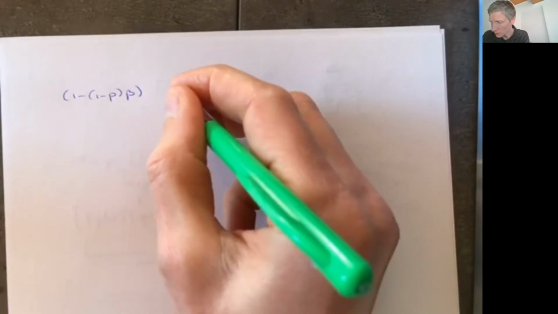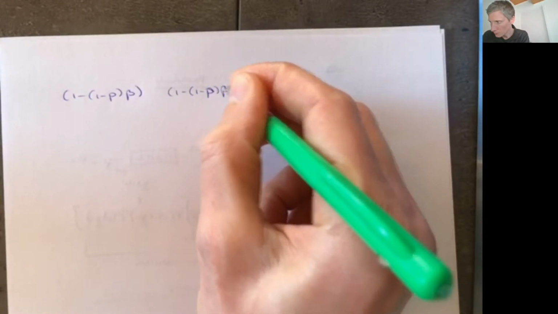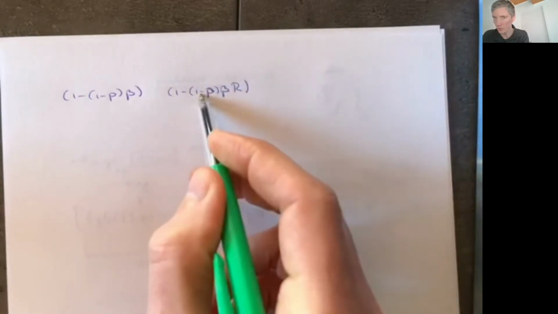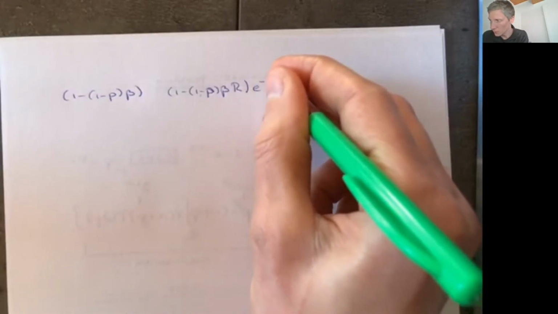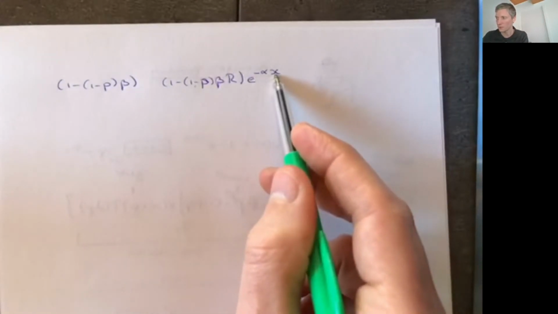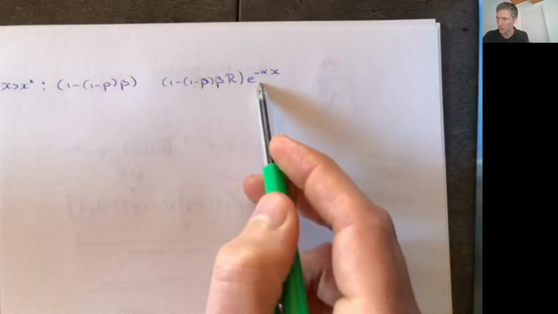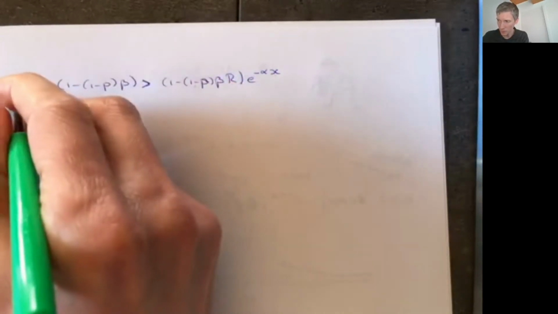So here I have 1 minus p times beta, and then on the other side I have 1 minus p times beta r. Okay, so this is lower than this one, and then e to the minus alpha x. Okay, and because this is decreasing in x, for x bigger than x star, I will have that this here is lower, so I will have this. You can put the inequality here. So if x is bigger than x star, I would like to stop.